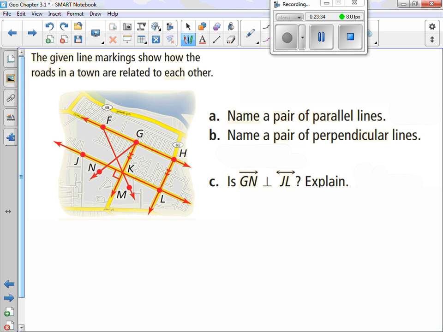All right, let's look at this one here. So this, again, is more of the same stuff. Any questions on any of this so far? Any question on anything we've done so far? So what would be our parallel lines for this here?